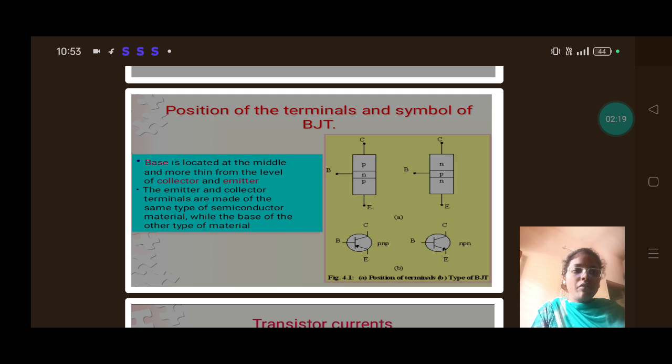In the position of terminals and symbols of a bipolar junction transistor, the base is located in the middle and is thinner than the collector and emitter. The emitter and collector terminals are made of the same type of semiconductor material, while the base is of the other type of material.